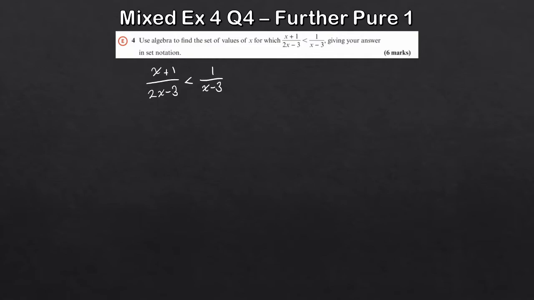So here now, like we always do, we multiply through by the denominator squared. Let's just do the left hand side first, so this inequality. So it's going to be x plus 1 times this squared and then times that squared. And then we still have this denominator here.